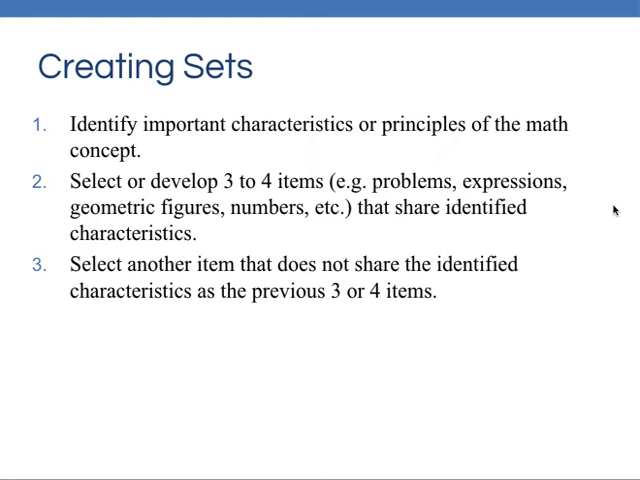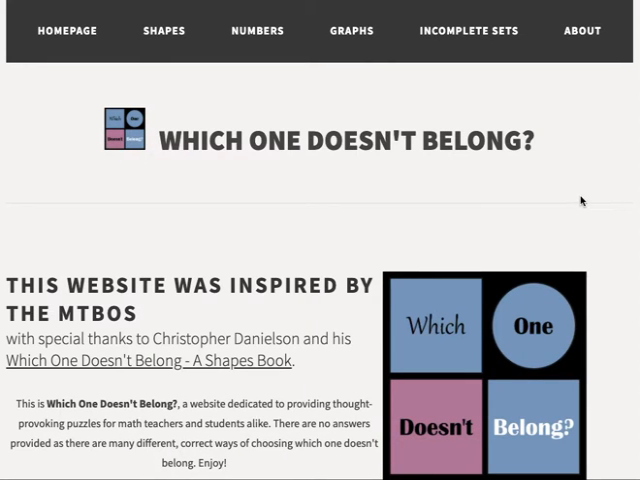They can also think about the idea of creating sets, identify important characteristics and principles of the mathematics, select or develop 3 or 4 items. The minimum would be 3. Generally, it's 4. Sometimes there's one particular item that doesn't belong, but you can also try to put a set together thinking about what would happen if all of them didn't belong. A great example of this is this particular site.